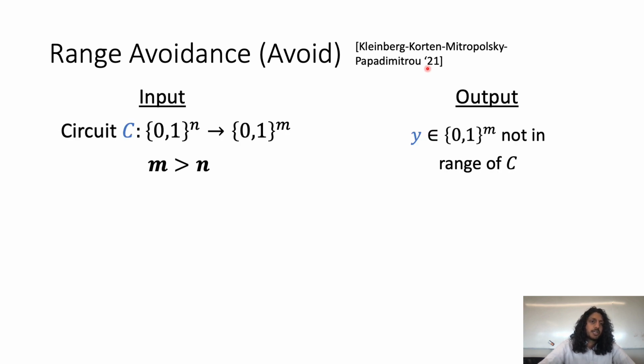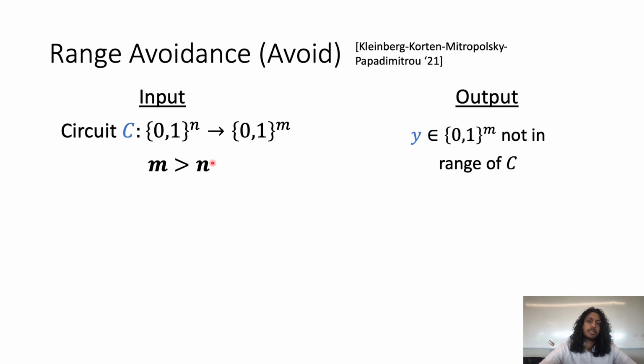The problem itself is very nice. It takes as input some circuit C that maps n bits to m bits, and the important part is the codomain of the circuit is larger than the domain. In particular here, m is greater than n. I like to consider the case where, let's say, m is equal to n squared or something like that. And your goal is to output some string y that is not in the range of C.